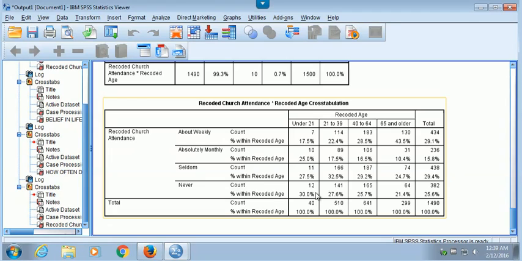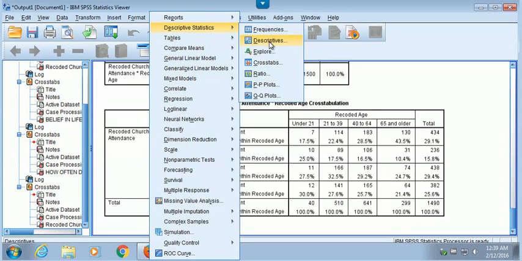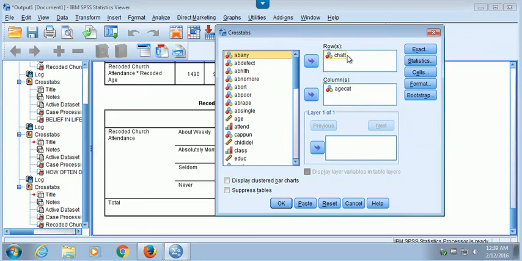The book has you do this again for chapter 10. This time they want you to look at recoded age and belief in life after death. So again, come to descriptives, crosstabs. We're going to keep the age category, but they want you to look at post-life again, which we've already looked at before.